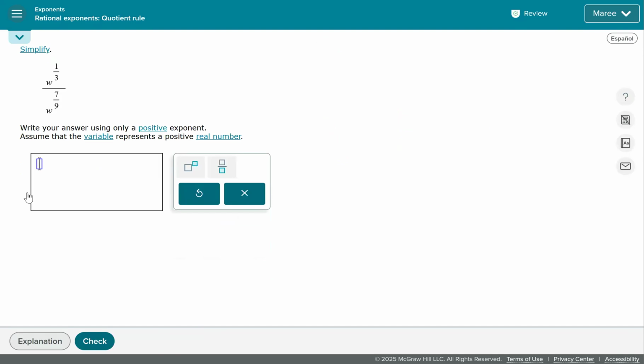All right, let's do another one. So we have 1/3 and 7/9. I think 7/9 is bigger. Let's see. So let's do 7/9 minus 1/3. We could change this to 9 by timesing by 3. So 7/9 minus 3/9 is 4/9.